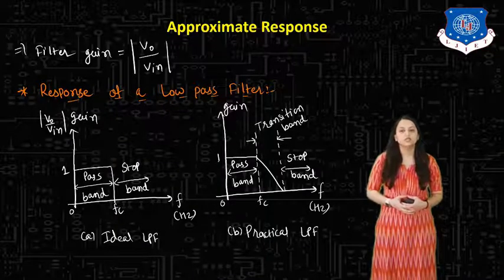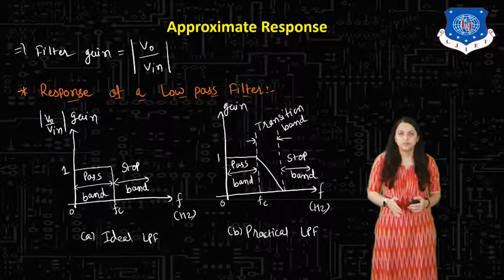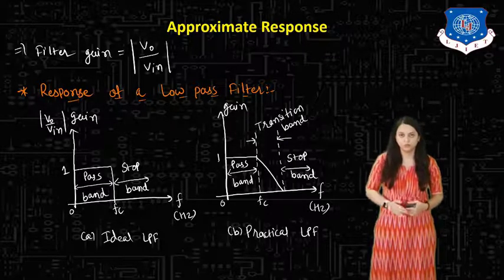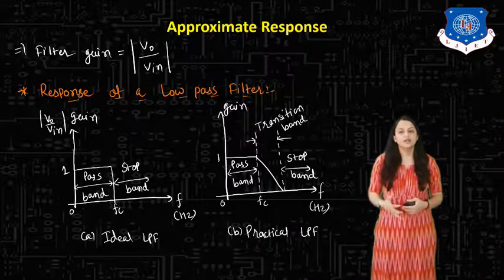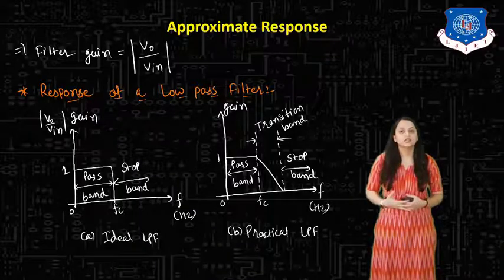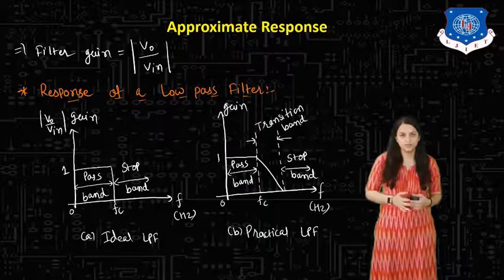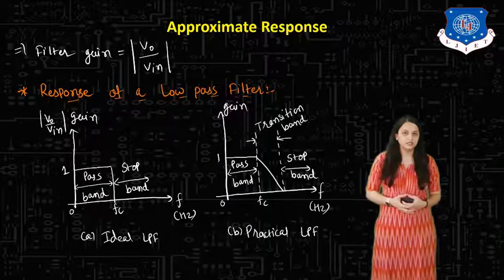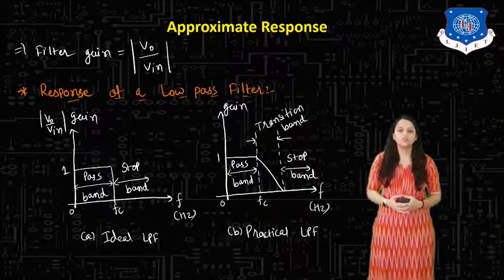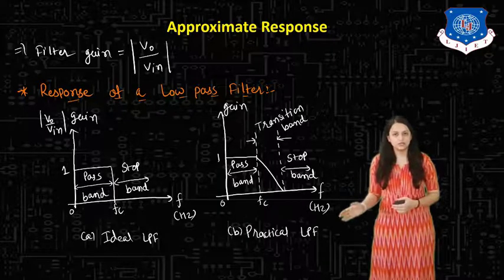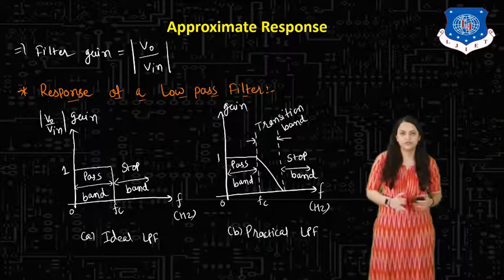Okay. Now let us see the approximate responses of these filter types. First of all, what is filter gain? The gain of the filter is given as the ratio of output voltage to input voltage. When we are considering the approximate responses of such filters, we will consider the frequency response, which is the graph of gain versus frequency. Okay. So for all of the filter types that we have seen earlier, we are going to see two cases for the frequency response. First, ideal response, and second, practical frequency response.